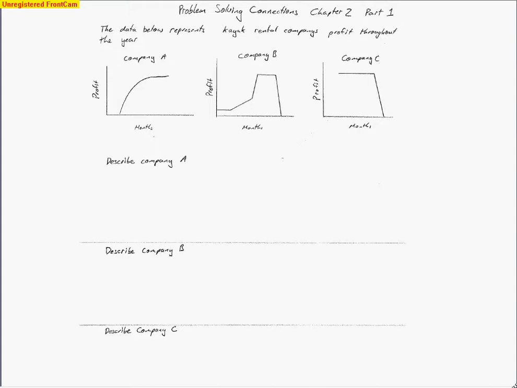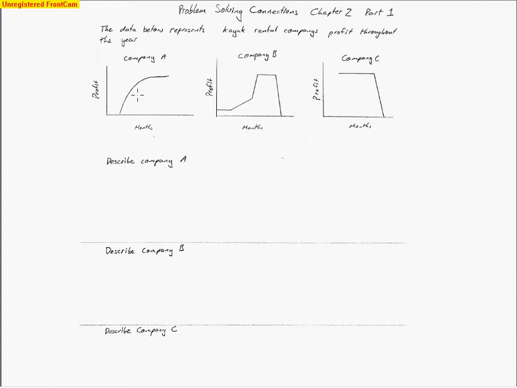This is the tutorial for part 1 of Problem Solving Connections Chapter 2. So let's take a look at what they're asking here. It says the data below represents the kayak rental company's profit through the year. And so we've got Company A, Company B, Company C. And so this graph here represents their profit.